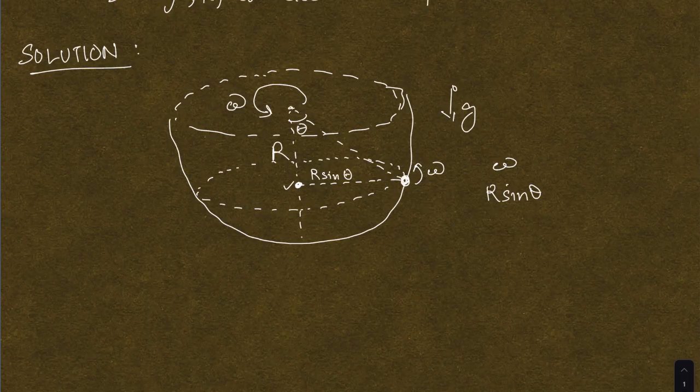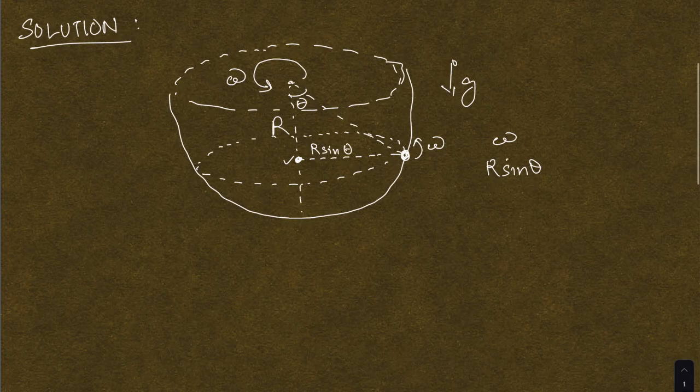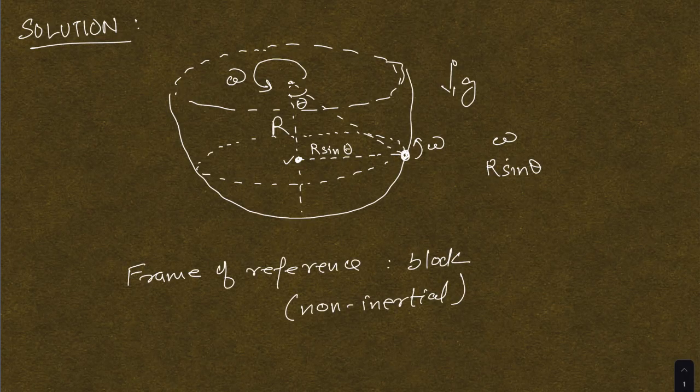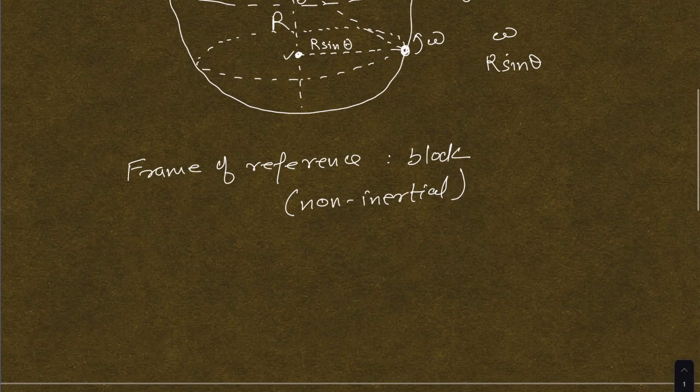Now let's look at the frictional forces acting on the block. We'll switch to the frame of reference of the block itself, which is a non-inertial frame of reference. What that means is that in order to apply Newton's laws, we'll have to invent some pseudo forces, essentially centrifugal force, since the block is making uniform circular motion.